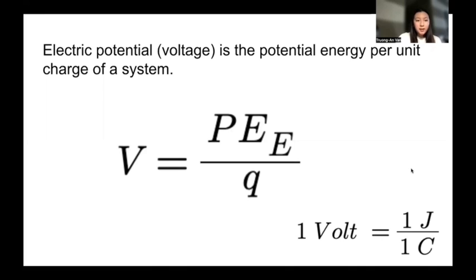So what is electric potential? Electric potential is defined as the potential energy per unit charge of a system. Note that it is specifically electric potential energy, as noted by the subscript E in the equation. The SI unit of electric potential is the volt, which is also joules per coulomb, as the unit for potential energy is joules and the unit for charge is coulombs.